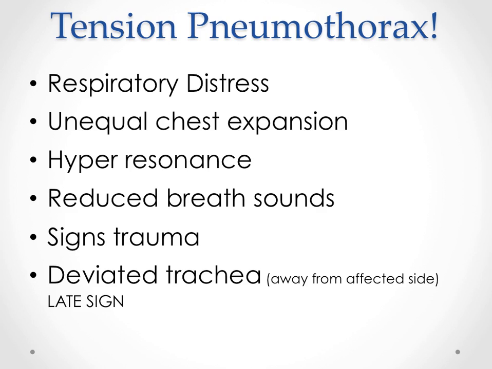When you expose the chest, you may see unequal chest expansion, with hyperexpansion on one side of the chest, and when you percuss, you'll get hyperresonance on the side that's affected and absent breath sounds on the side that's affected. As the tension pneumothorax develops, it pushes the trachea and the mediastinum away from the lesion. So if you have a right-sided pneumothorax, you have hyperexpansion on the right side, absence of breath sounds on the right side, and the trachea will be deviated across to the left-hand side of the patient as it's pushed away from the lesion.